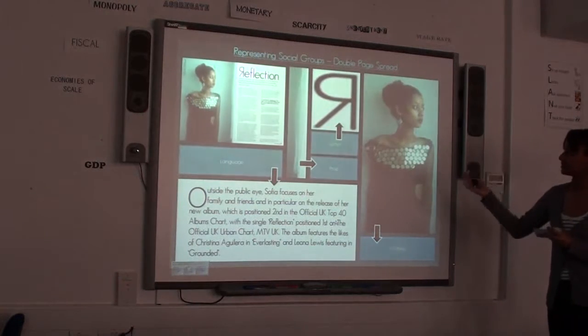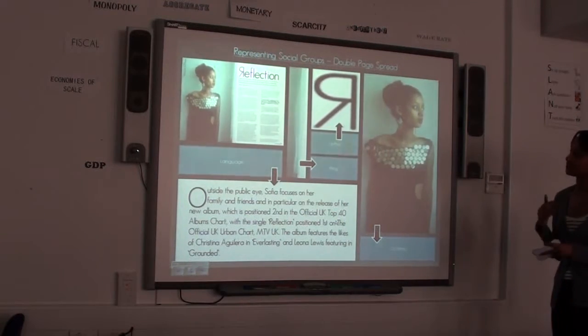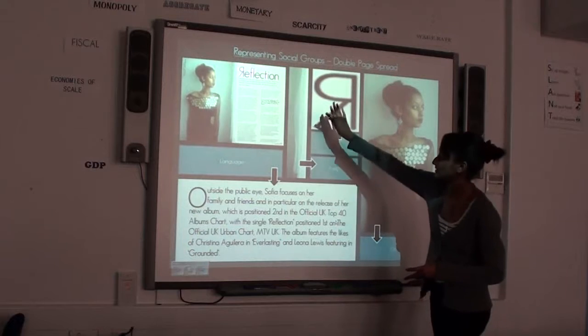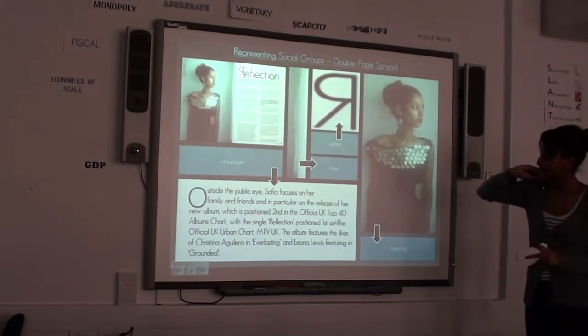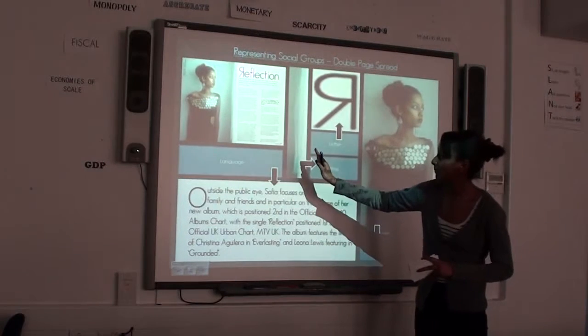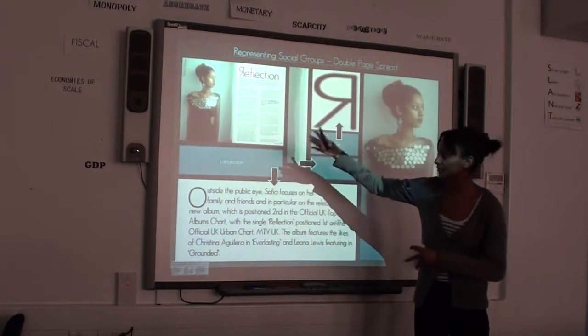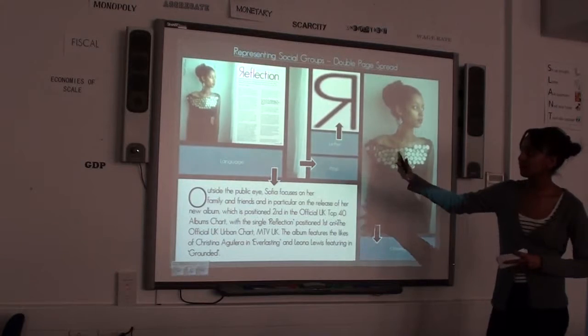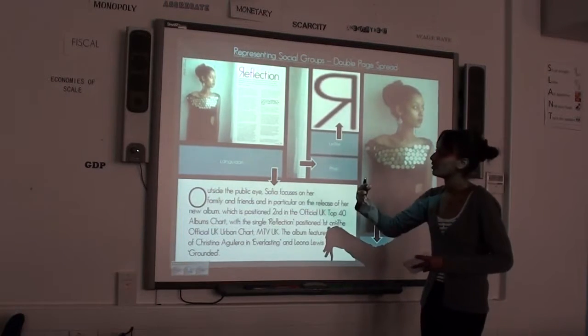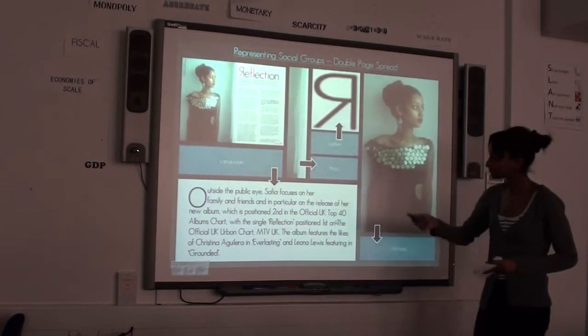This is my double page spread, and I represent a social group, my social group D and E, because the prop here I've used a curtain, and I thought it was a sort of conventional one because it reflects on my article as well, because it's about reflection about a young girl growing up in a rough neighborhood, and as she's growing up, she's more confident in herself.